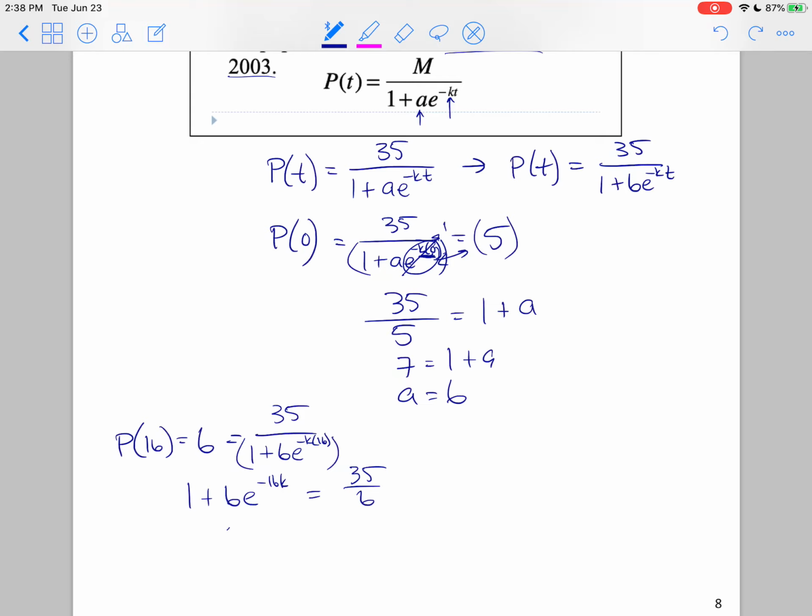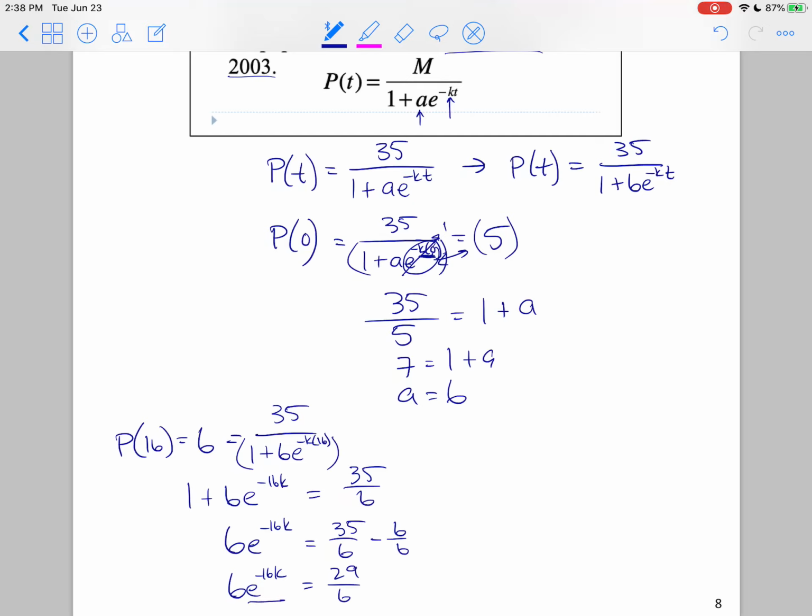So let's subtract 1 from both sides. But when I subtract it from the other side, I'm going to make it a fancy one. 35/6 minus 6/6. Okay? So that gives me 6e to the negative 16k equals 29/6. And again, 29/6 cannot be reduced. 29 is a prime number.